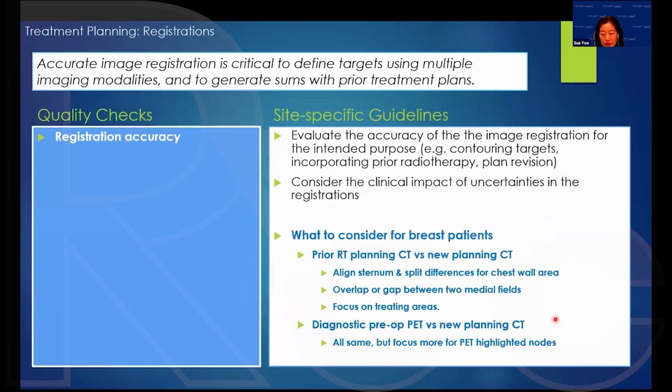So sternum is a very critical position. Or if it was not breast, now we're treating breast, we focus on the breast area relative to the other position. So still we focus on the current position more. In some cases we have a diagnostic pre-op PET. Those cases usually have it because we have nodes highlighted. Then we might align the node, and focus on the node area a little bit more.